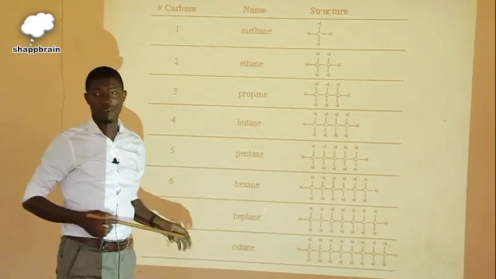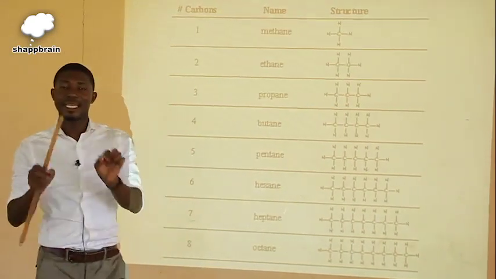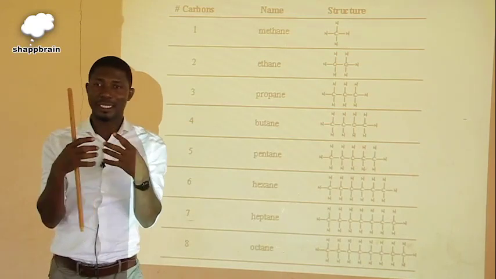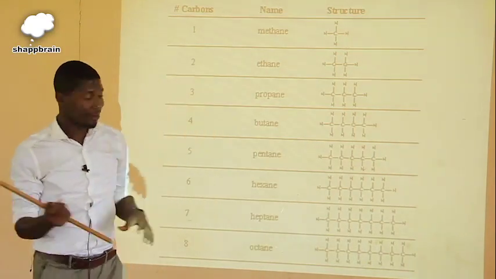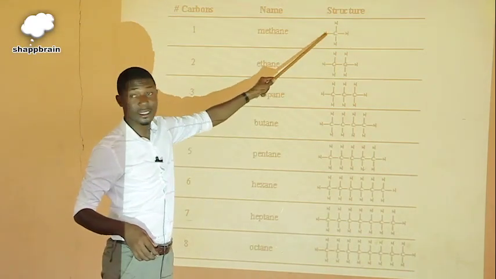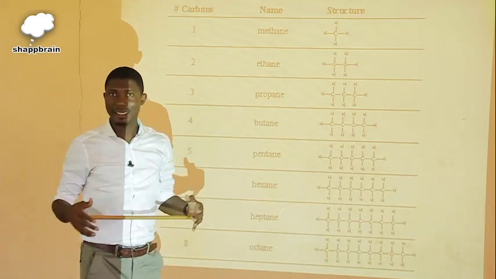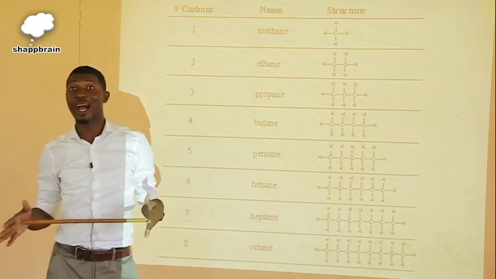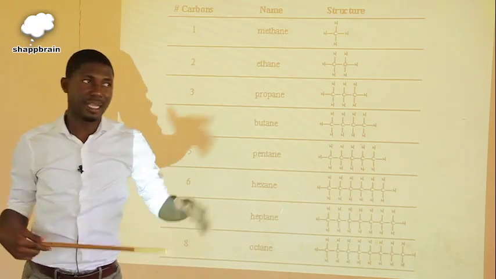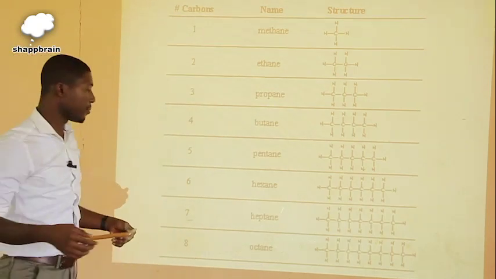So as you move down the series, you observe that the size of the compound increases. From this, you see that this is bigger than that. As you move down, this is also bigger than that. So size increases as you move down, or what we call molecular size increases down the series. Very important.